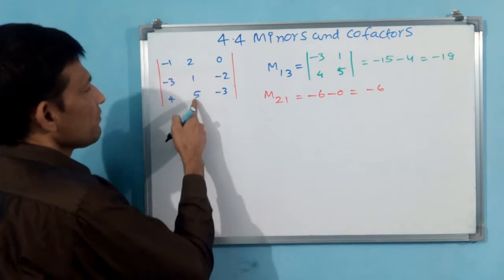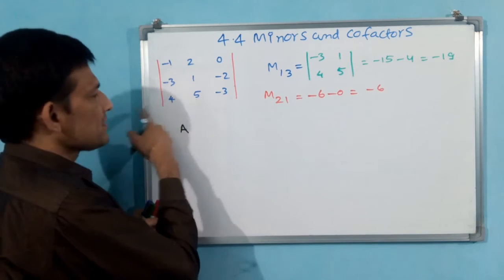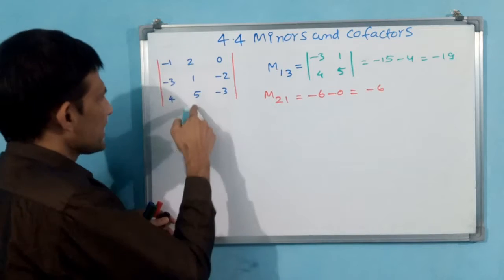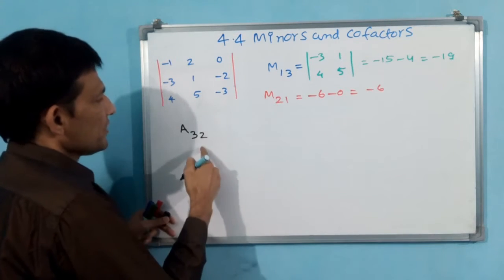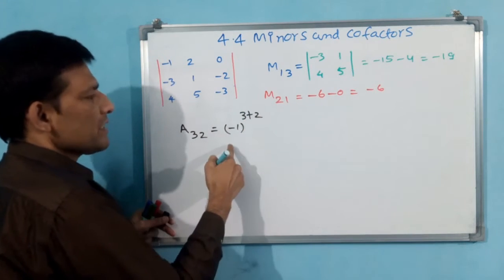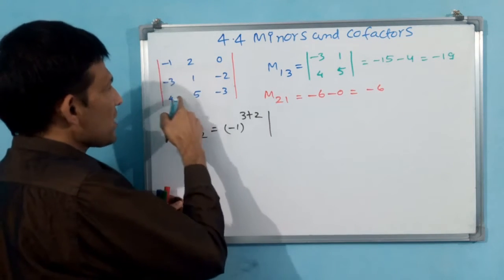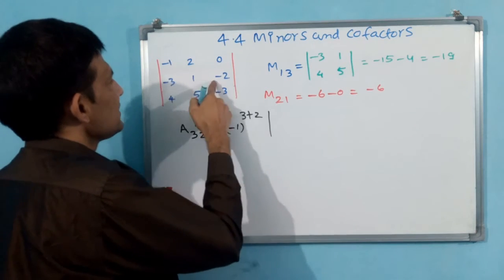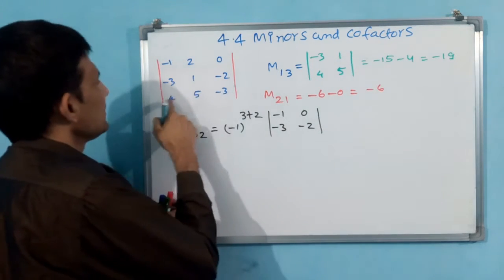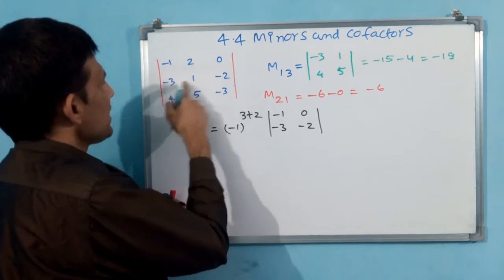Okay, let me find, for 5, the cofactor, not the minor. Now I am finding the cofactor. Cofactor of 5 means third row, second column. A32 is equal to (-1) whole power 3 plus 2 times the minor. Now you write the minor. If you close the row and column of 5, automatically |-1 0; -3 -2| will be there. Is it correct? Okay, now you have closed this, |-1 0; -3 -2|.